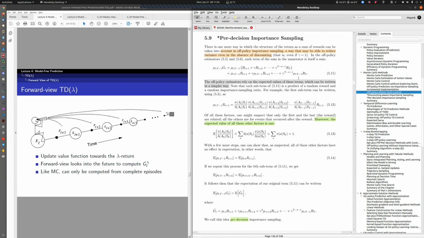the structure of a sum of rewards can be taken based on the action that has been taken. So that's the kind of per-decision importance sampling ratio that it tries to give. And here, what they are trying to do is relate the policies and the behaviors with respect to the rewards, sorry, the return in terms of t plus one.